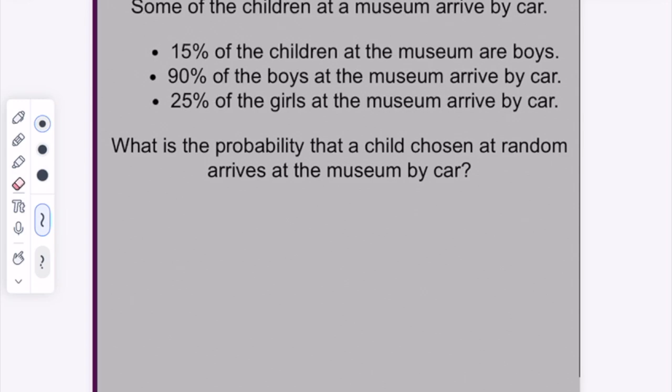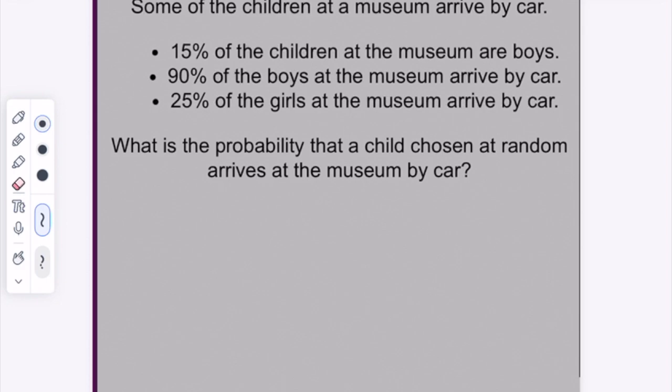Some of the children at a museum arrive by car. 15% of the children at the museum are boys, 90% of the boys at the museum arrive by car, 25% of the girls at the museum arrive by car. What is the probability that a child chosen at random arrives at the museum by car?